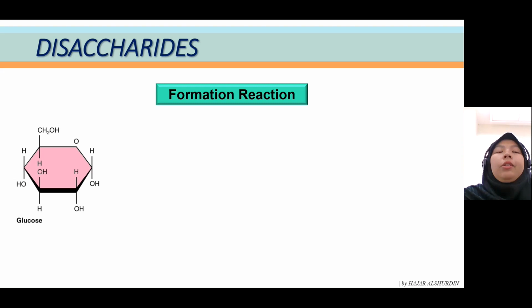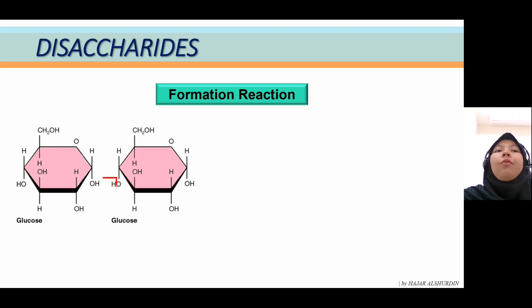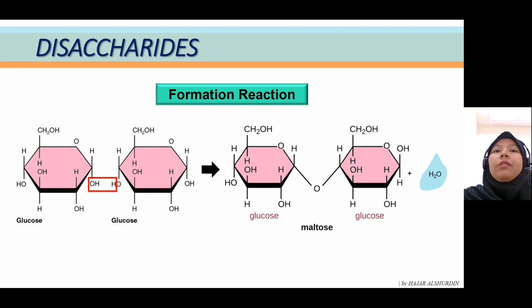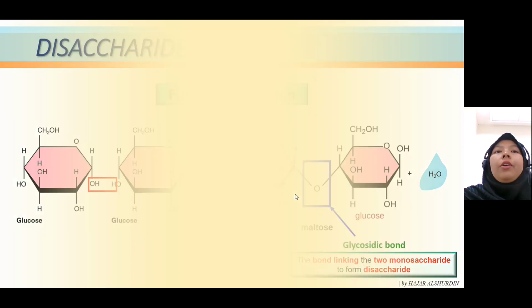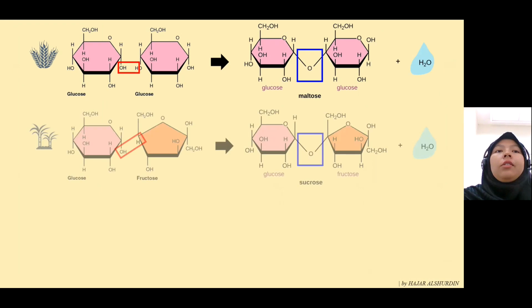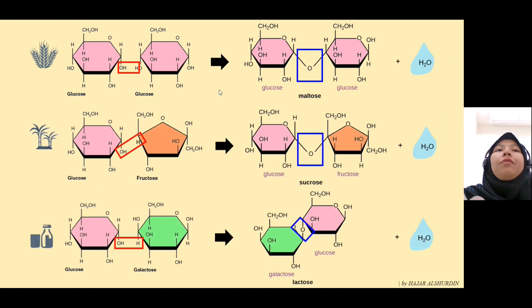All right, this is the formation reaction of disaccharide, by the removal of water, which we call condensation or dehydration, forming the glycosidic bond. So this is the glycosidic bond. Then this is again an example of the formation of disaccharides: maltose, sucrose, and lactose. If you can see, all of the monomers remove a water molecule and then form a glycosidic bond.